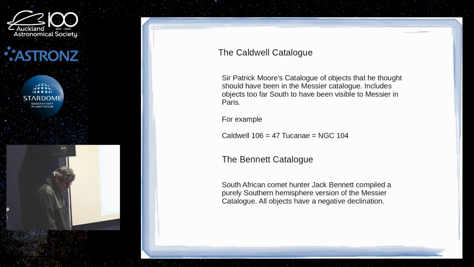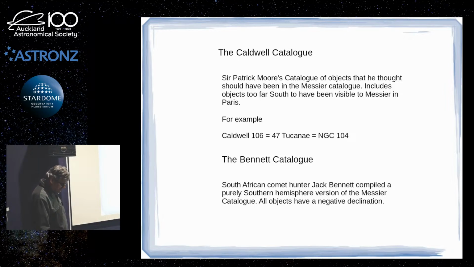And sometimes there's multiple names for these objects. As you see here, we've got Caldwell 106, which has also got a star catalogue name, 47 Tucanae. You might think, well, that's a bit strange. It's because this one is visible to the naked eye, but it was catalogued as a star. And it's also known as NGC 104, which is a very nice southern globular cluster, which many of you have probably seen.